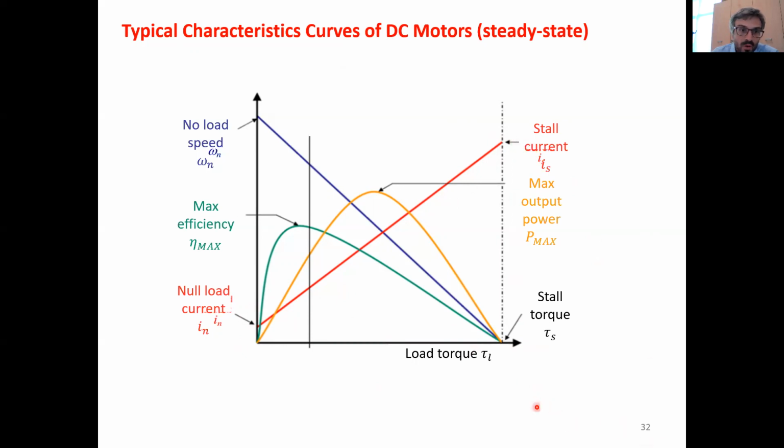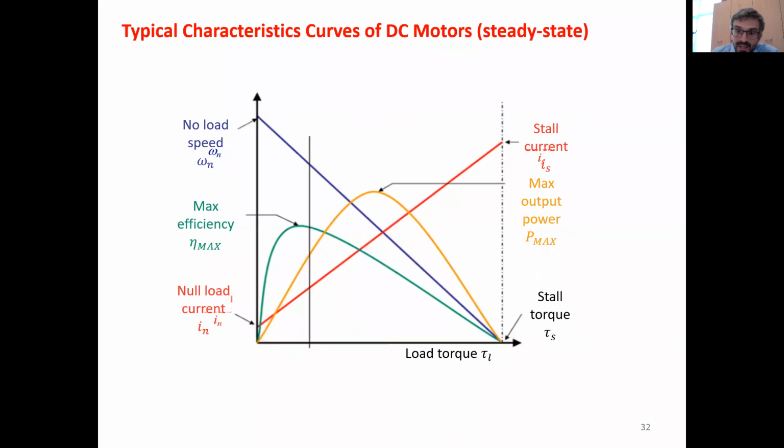When we have the no load speed here, that is the velocity at which the motor spins at maximum speed. And as soon as you attach a load, the operating point will move along the line to lower speed, until the stall situation where the load doesn't move anymore.